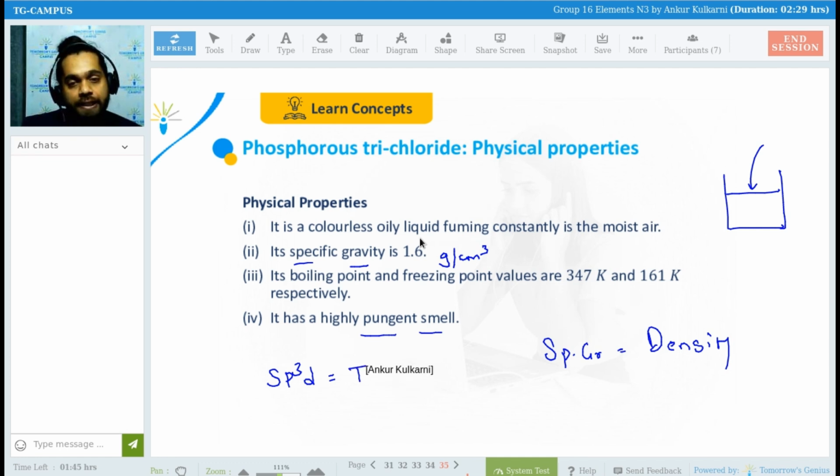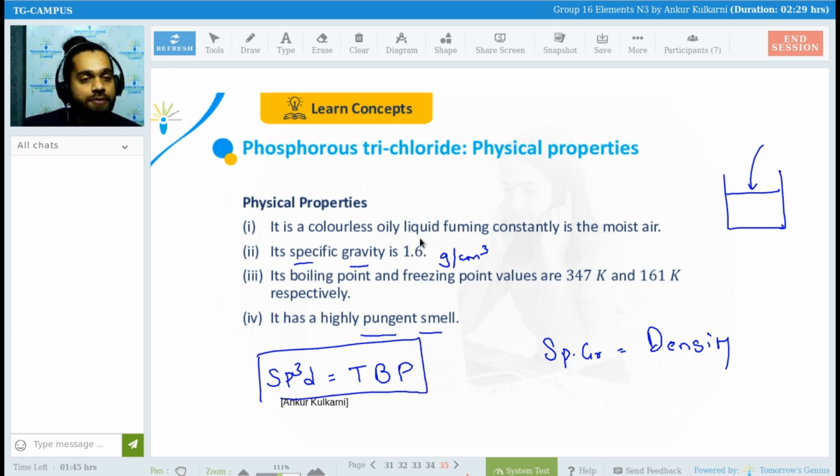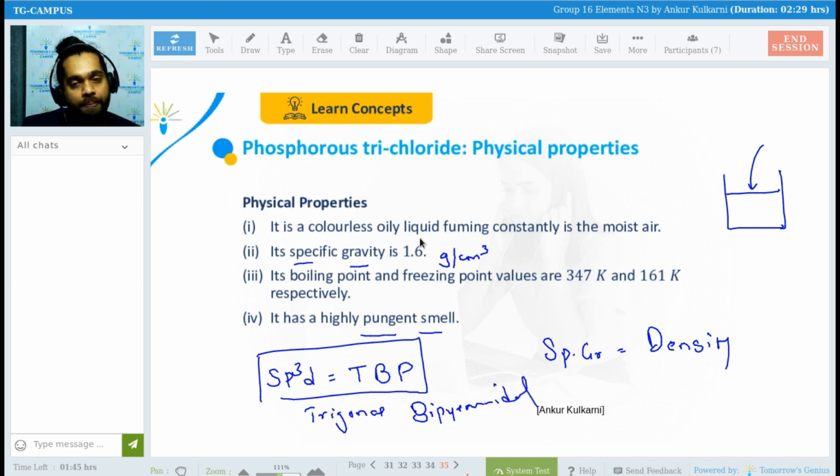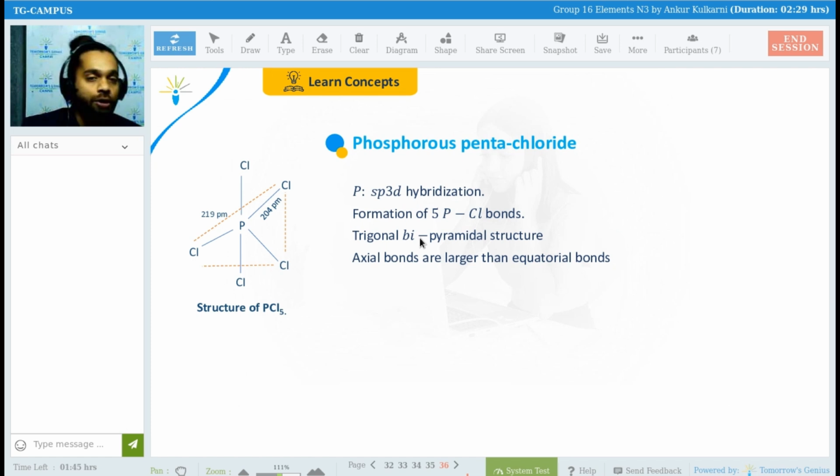Yes, that is everyone, TBP. What is TBP? Trigonal bipyramidal. Okay, trigonal bipyramidal, TBP. Look over here, sp3d hybridization. This is your TBP. Why do we call it TBP?